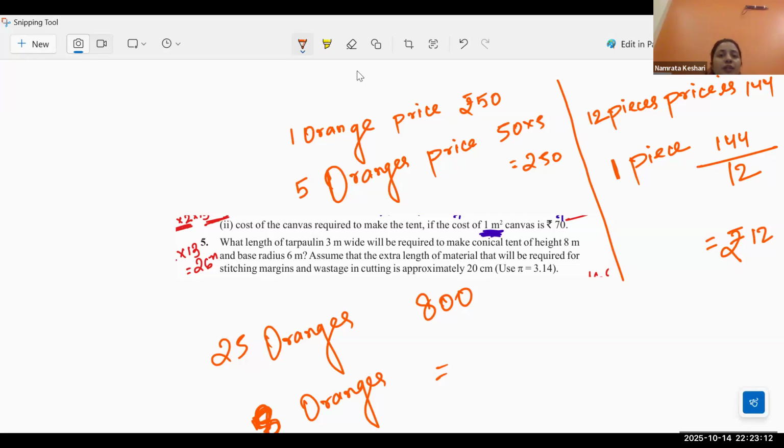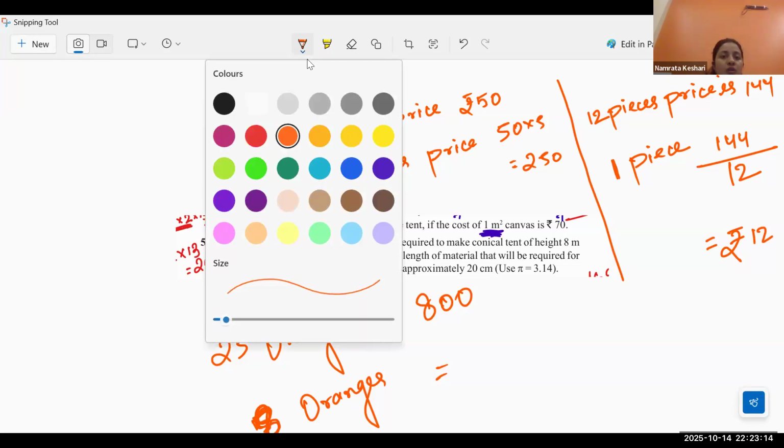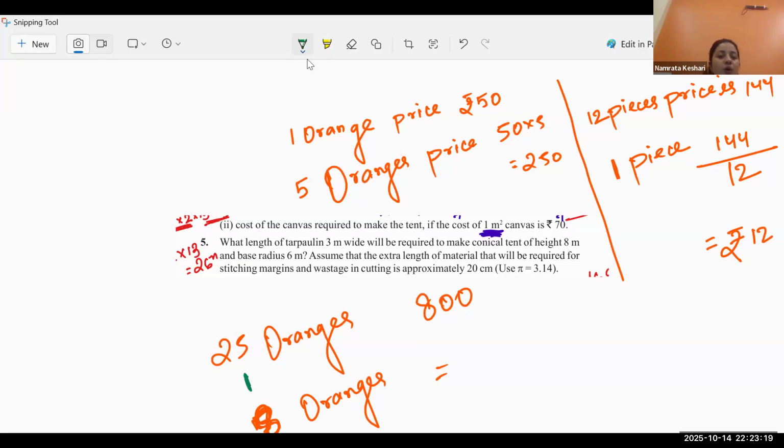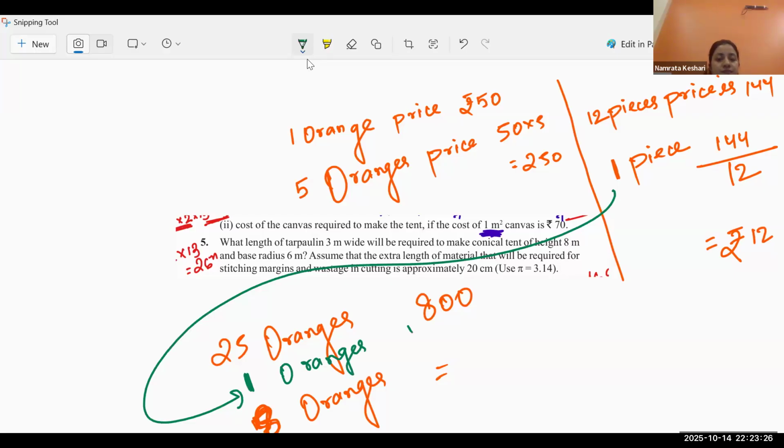So first of all, by using case 2, you will try finding the cost of one orange like this, and you will do the division. Yes or no? Let me check. 800 divided by 25 is what? You can do the cancellation, okay? I'm just checking.